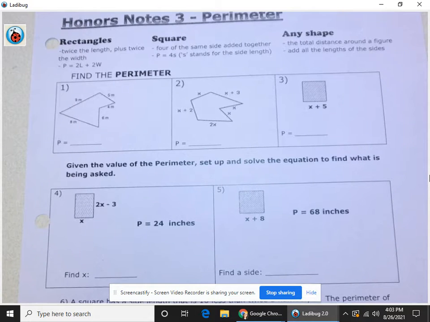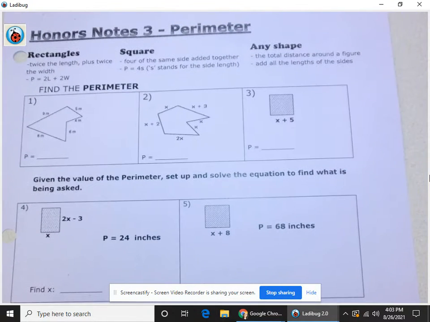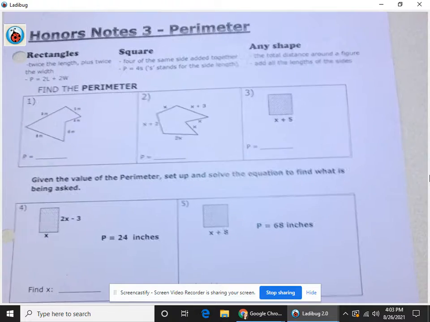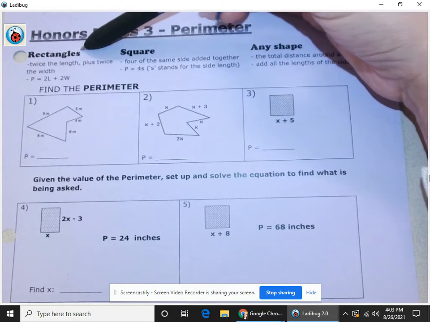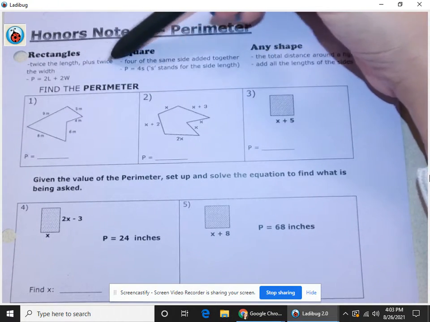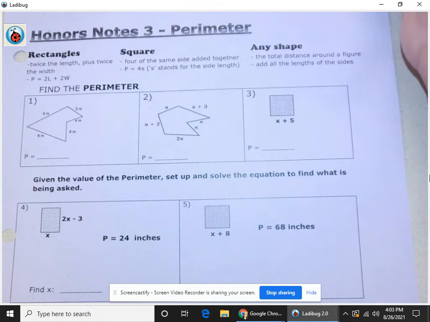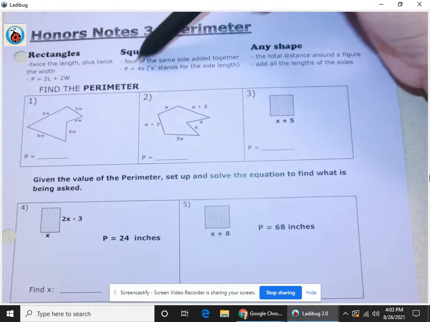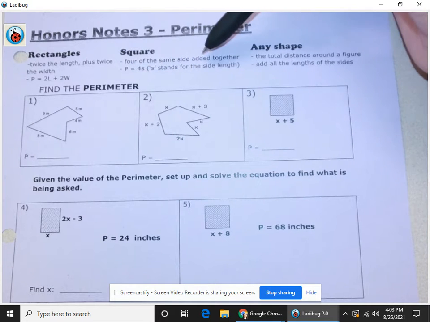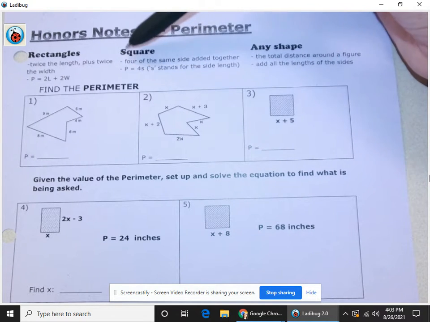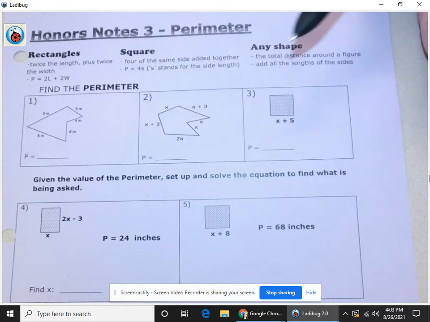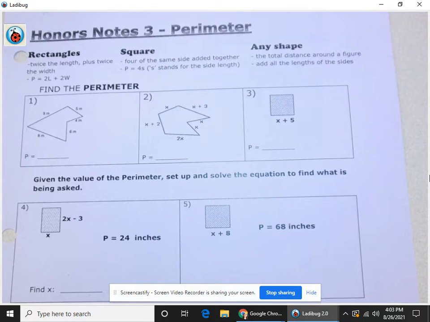Good morning. Today we're working on perimeter. So there are a few things we need to know first. We've got rectangles. Rectangles are twice the length plus twice the width, or perimeter equals 2 times the length plus 2 times the width. For squares, squares are 4 of the same side added together. So perimeter equals 4s, where the s stands for the side length.